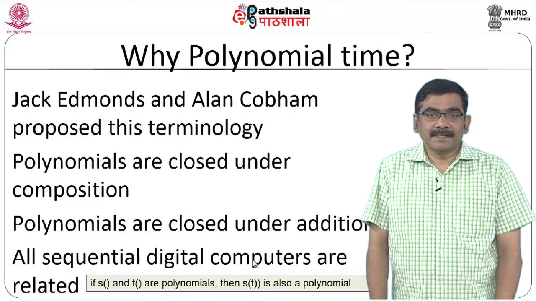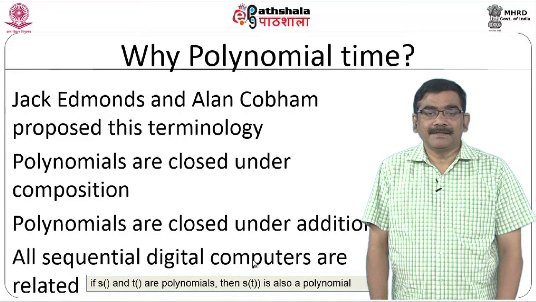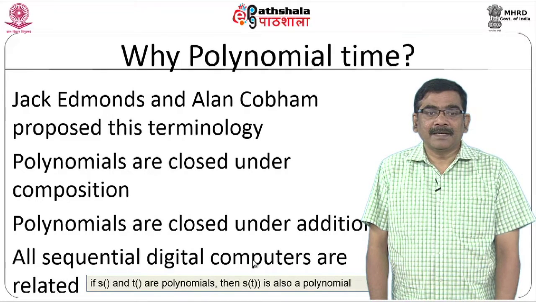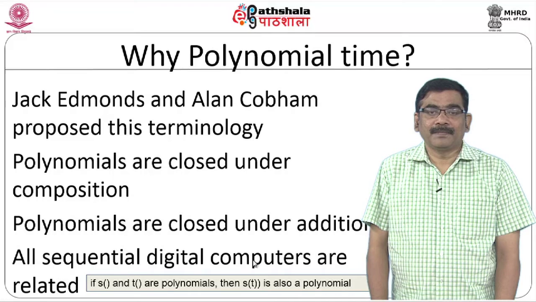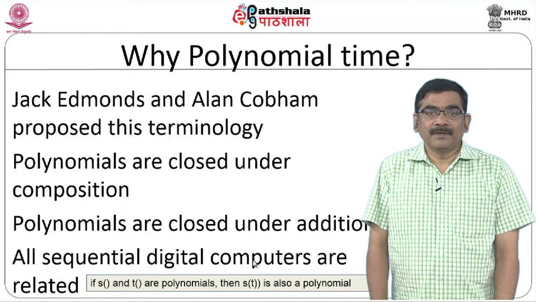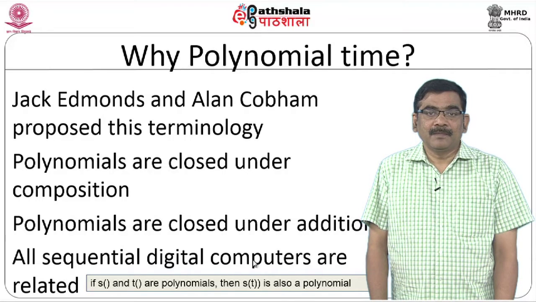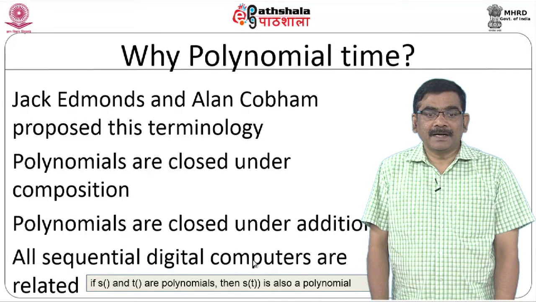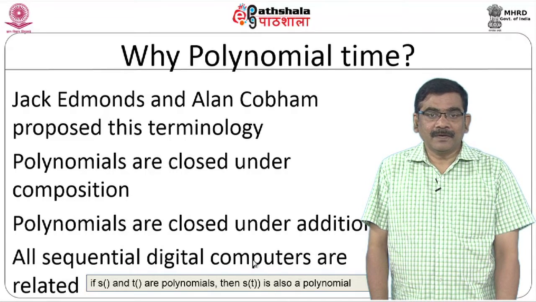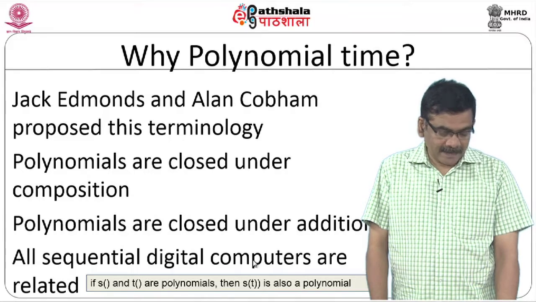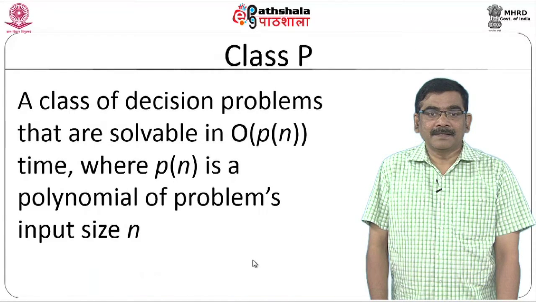Because of these three considerations, we are calling polynomial time an effective metric. So, in short, we can say polynomials are closed under composition, polynomials are closed under addition, and all sequential digital computers are polynomially related. Because of all these criteria, we say that polynomial time is effective.